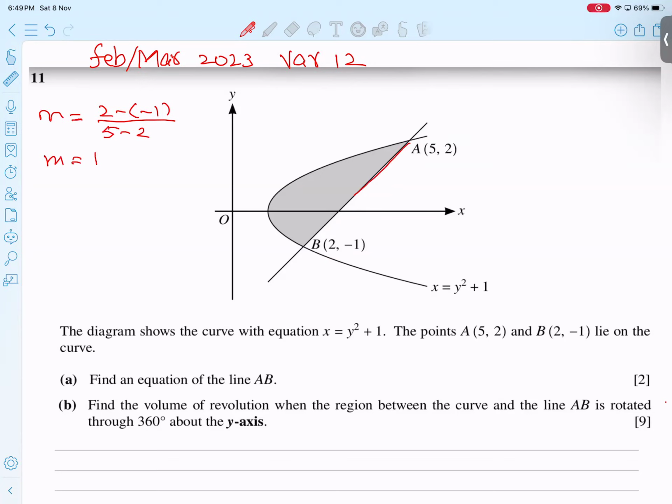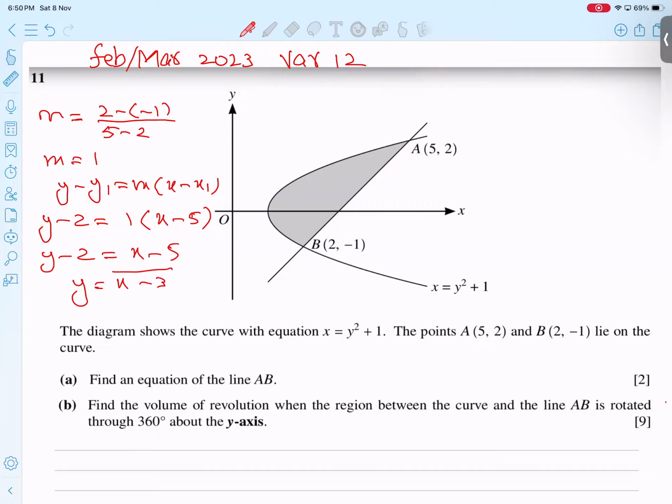So where this line cuts the y-axis, we're not sure. So we can find it using y minus y1 equals m times x minus x1. So I use any one point. I think I use 5, 2. So y minus 2 is equal to gradient 1 times x minus 5, and y is equal to x minus 3. First part done for 2 marks.